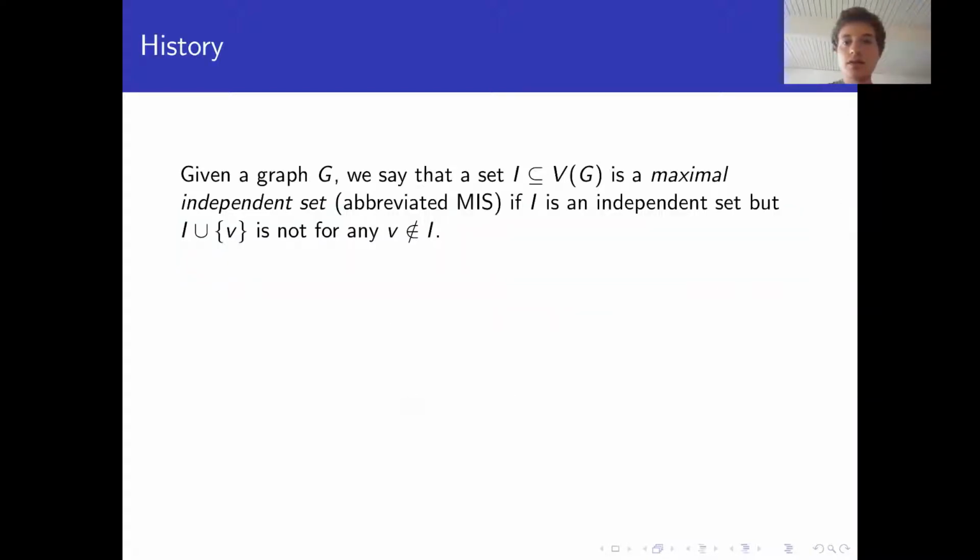Given a graph G, we say that a set of vertices I is a maximal independent set, which we'll simply abbreviate as an MIS, if I is an independent set, but I together with any other vertex is not an independent set. In other words, every vertex that's not in I has some neighbor in I. This is a fairly natural definition to consider.